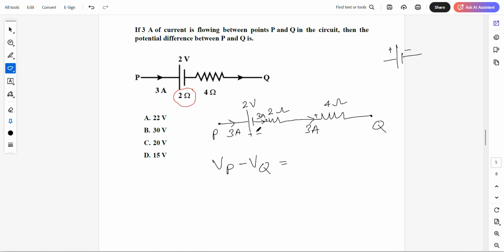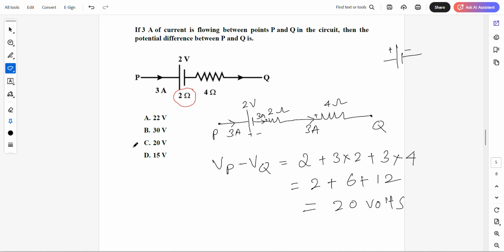Okay, so first if I move like this, what am I going to get? First I am going to get the voltage source. Okay, of how many volts? 2 volts. Okay, 2 plus IR. If I move further, okay, what is the drop here? Current is entering. 3 into 2 is the drop. Plus here again, what is the drop here? Voltage drop 3 into 4, right? Okay, that is equal to 2 plus 6 plus 12. How much? 8 plus 12 is 20 volts is the right answer. 20 volts is the right answer.